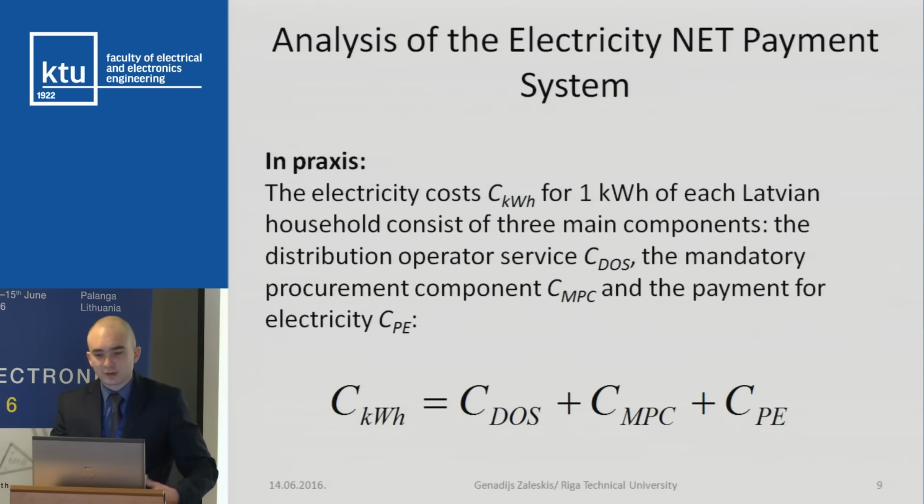In practice, the electricity cost for 1 kilowatt hour of each Latvian household consists of 3 main components. The distribution operator service CDOS, not a Microsoft DOS, just DOS. The mandatory procurement component CMPC, and the payment for the electricity CPE.